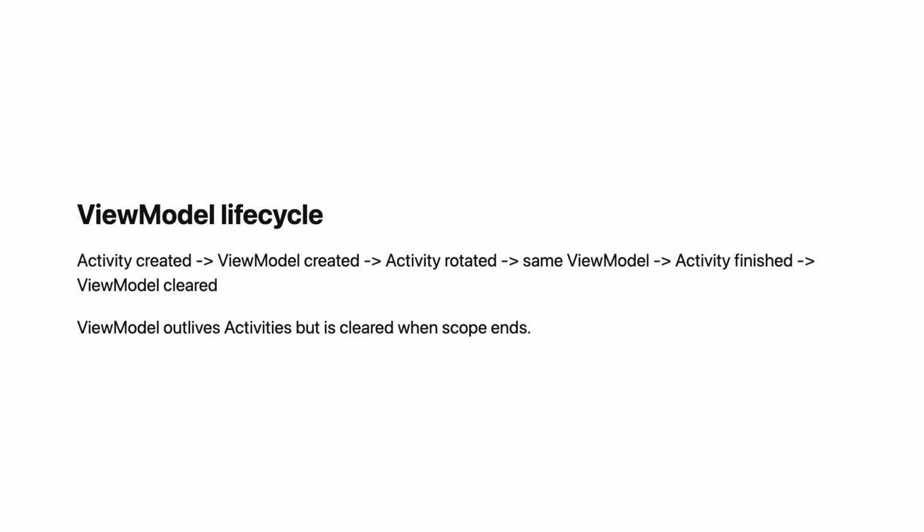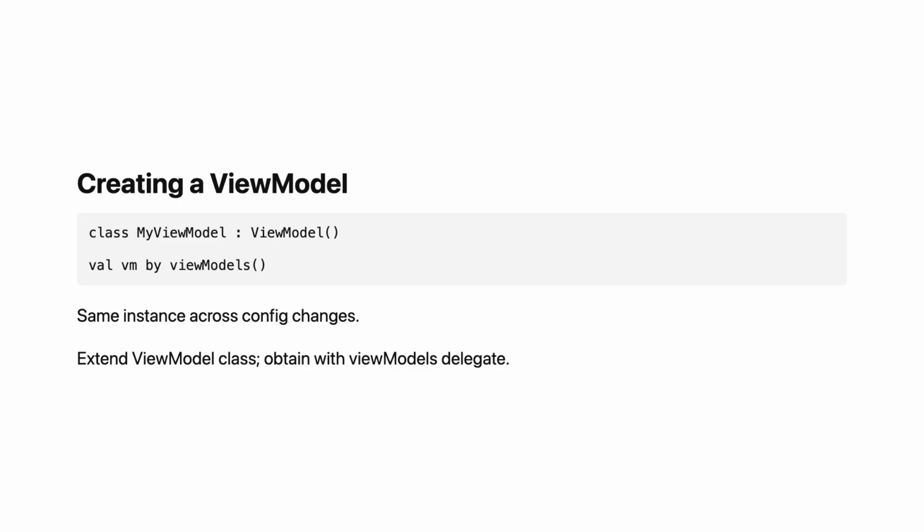Extend the ViewModel class. Class MyViewModel: ViewModel. Add properties to hold state. Add functions to modify state. In activity or fragment, get the ViewModel with viewModels. Private val viewModel: MyViewModel by viewModels. This provides the same instance across configuration changes. First access creates, subsequent accesses return existing.